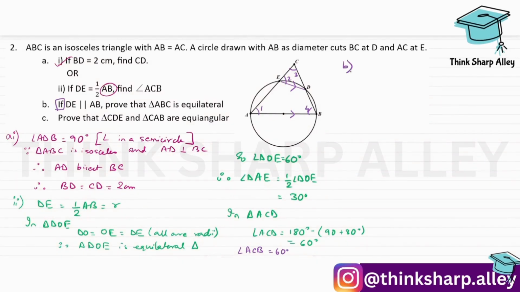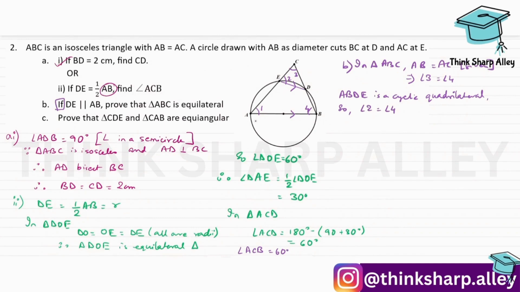Now for part B. First of all, triangle ABC is isosceles, right? So AB is equal to AC. This is already given to us. And we know angles opposite to equal sides are equal. So angle C will be equal to angle B. That is, angle 3 is equal to angle 4. Now ABDE is a cyclic quadrilateral. Angle 2 will be equal to angle 4 because the exterior angle of a cyclic quadrilateral is equal to the interior opposite angle.